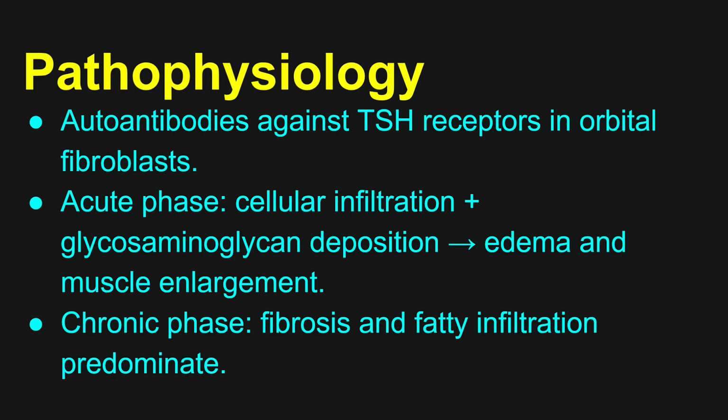From a pathophysiological standpoint, thyroid-associated orbitopathy occurs due to autoantibodies directed against thyroid-stimulating hormone receptors, which are also expressed in orbital fibroblasts. In the acute phase, cellular infiltration and glycosaminoglycan deposition lead to edema and muscle enlargement. In the chronic phase, fibrosis and fatty infiltration predominate. These underlying mechanisms explain the spectrum of imaging appearances that we see.